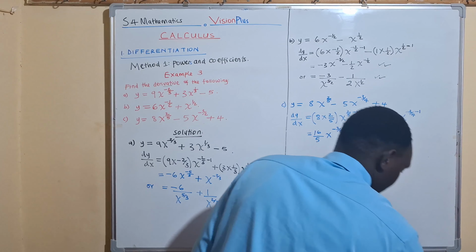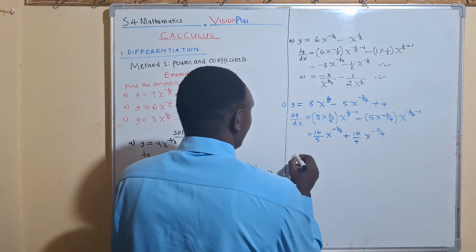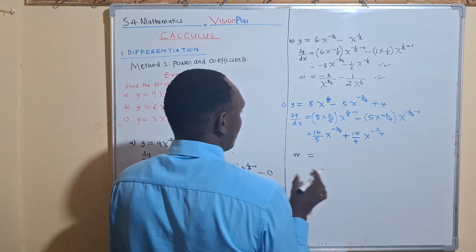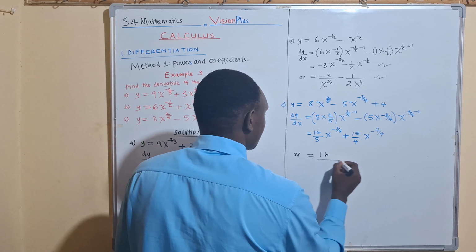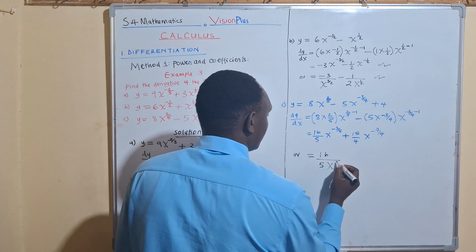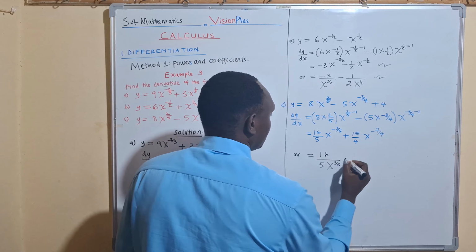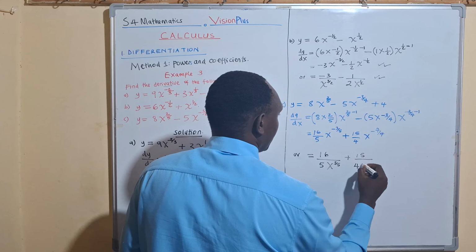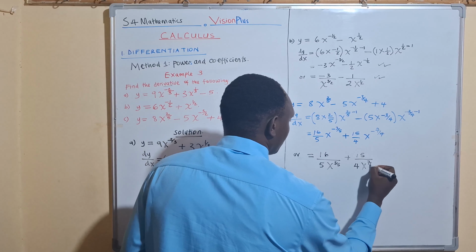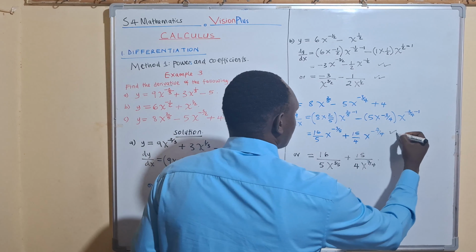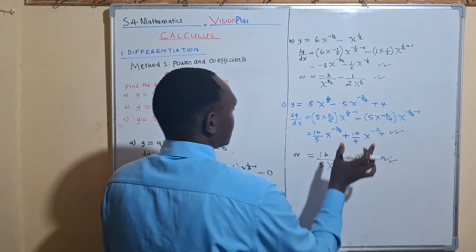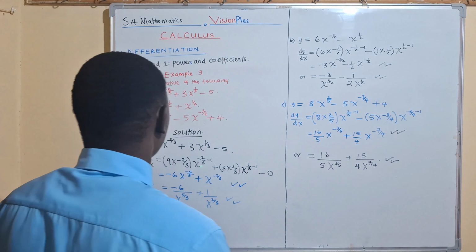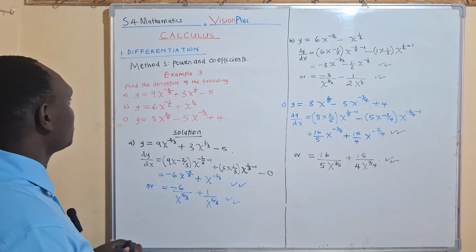But if you want to simplify, which is optional, the answer could be in this format. You just put x down to make the power positive. So you shall have 16 out of 5 x power positive 3 out of 5 plus 15 out of 4 x power positive 7 out of 4. This is an alternative answer. But always you differentiate, you simplify, and leave your answer to avoid unnecessary errors. So this is the solution to example 3.